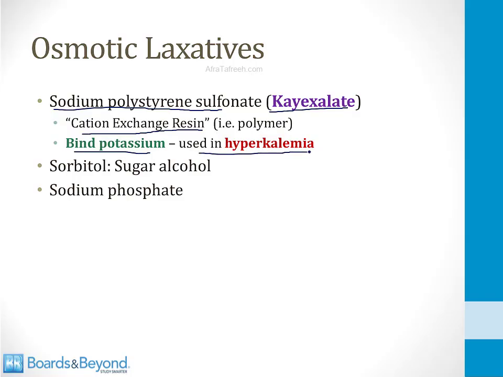Patients who have high potassium levels in the hospital that don't require emergent therapy with dialysis or insulin or glucose or any of the other emergent treatments for hyperkalemia will often be administered Kayexalate. Over the next 24 hours or so, they will have several bowel movements, and that will lower the potassium level. Sorbitol is a sugar alcohol which functions as an osmotic laxative, and sodium phosphate is also an osmotic laxative.